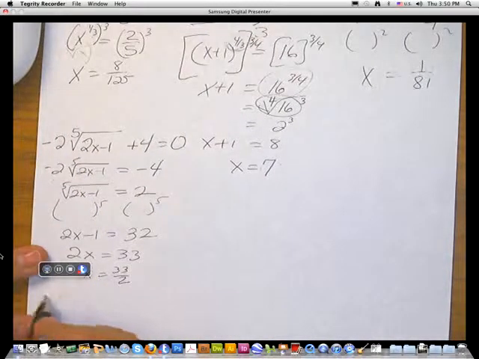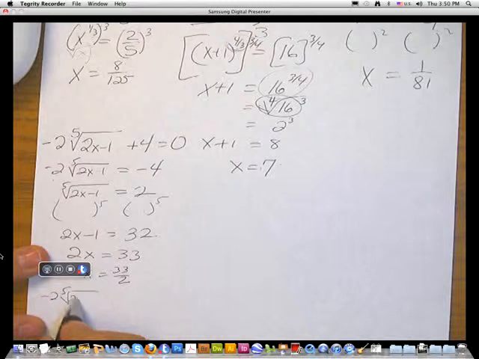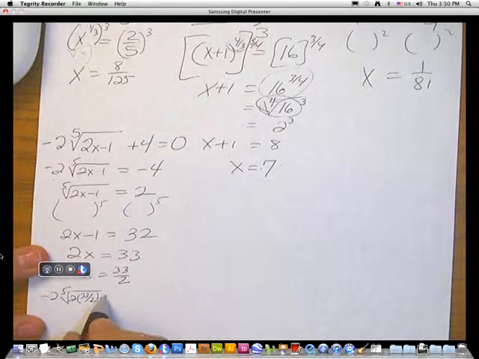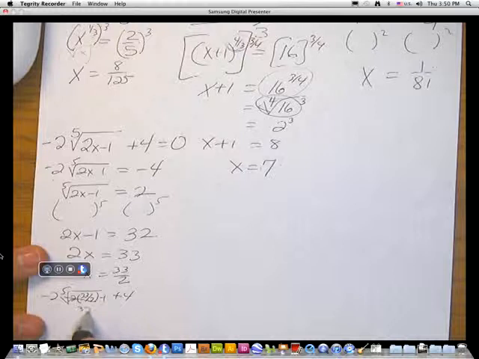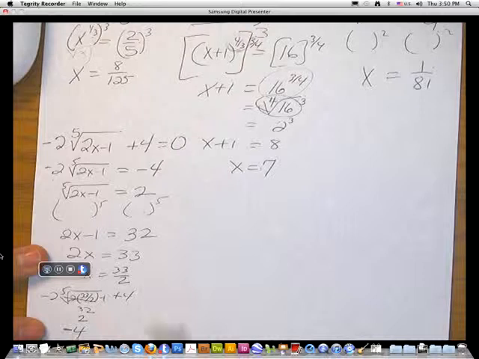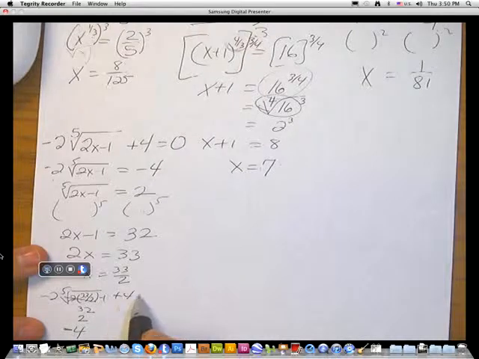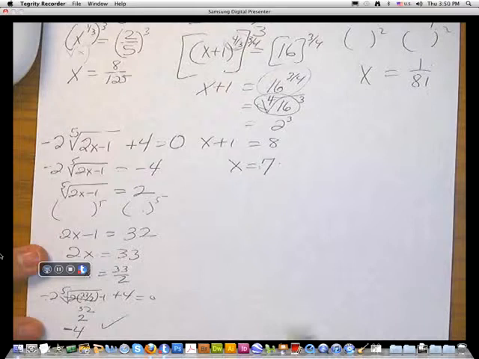33/2 times 2, minus 1, plus 4. Well, that's 33 minus 1 is 32. 5th root of 32 is 2. Minus 2 and 2 is minus 4. Minus 4 plus 4 is 0. Checks.